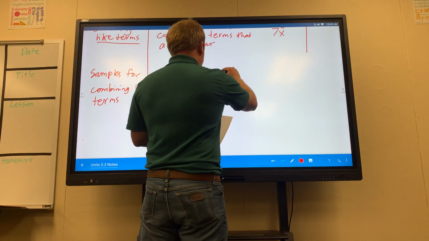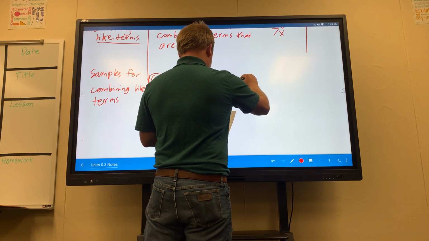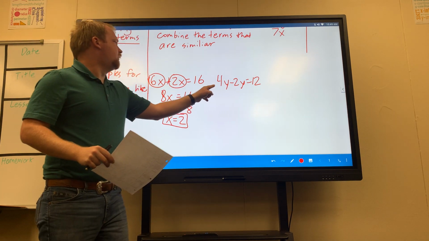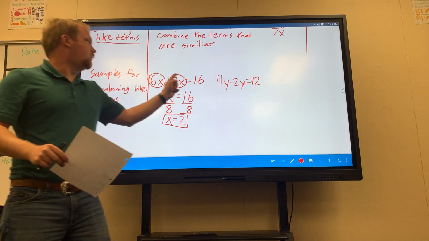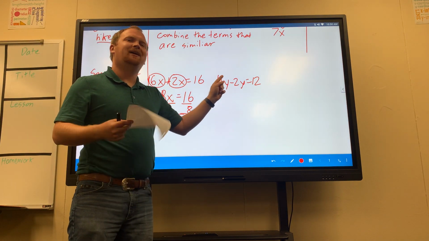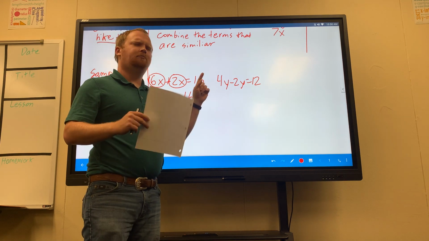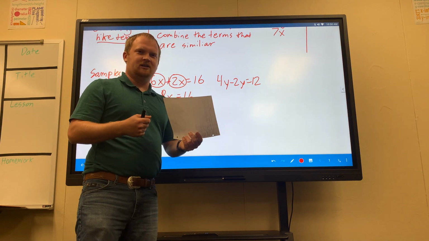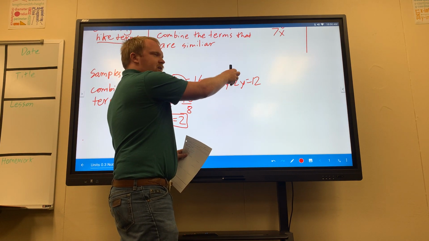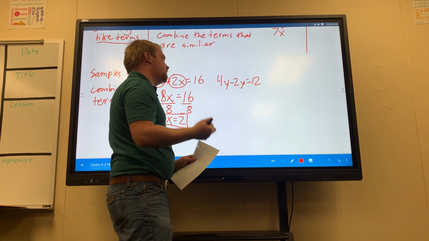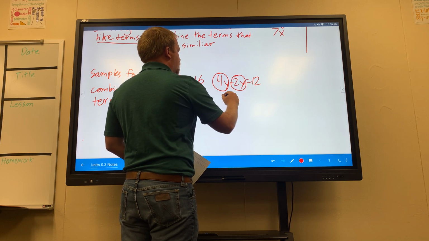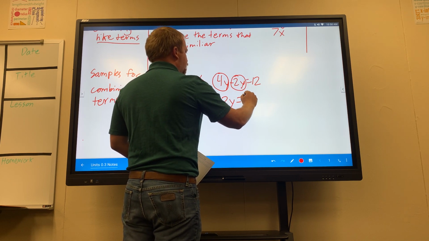So next, I'm going to do 4y minus 2y equals 12. Now, the difference between this problem and our first problem is that instead of a positive in between, there's a minus. But I can still combine like terms. The only difference is that the operation is going to be different. Instead of adding them together, I'm taking it away, or subtracting. So I'm going to take 4y minus 2y to give me positive 2y.